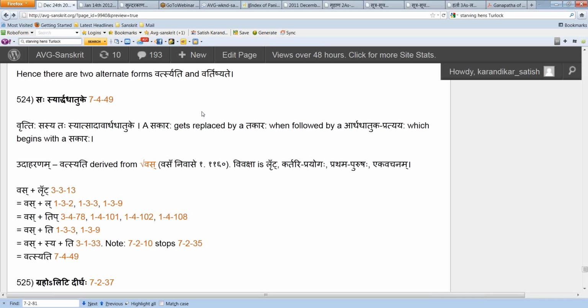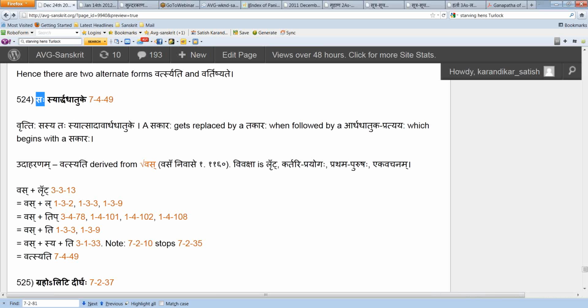Very simply it says that a sakara is replaced by a takara when followed by a pratyaya which is sanya of ardhadhatukam, which is sakaradi. So one more time, in place of a sakara, when a sakaradi pratyaya follows, which is ardhadhatukam. So sasi ardhadhatuke, sasya ardhadhatuke. If we have a sakara which is followed by a pratyaya which is sakaradi again, which is ardhadhatukam, then that prior sakara becomes a takara.